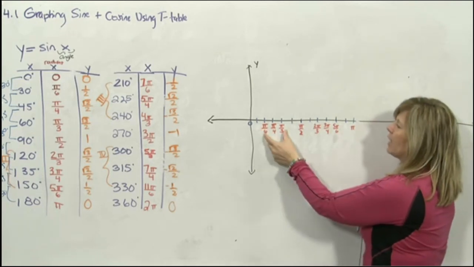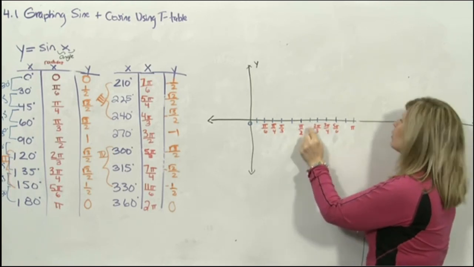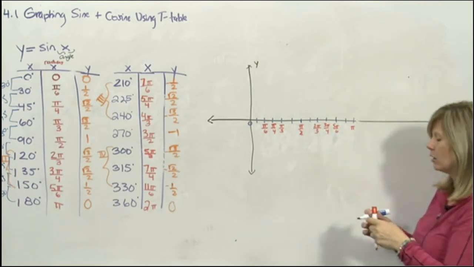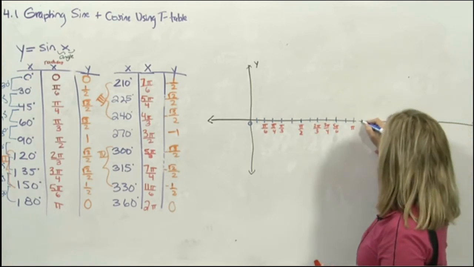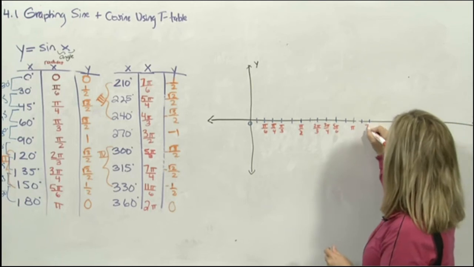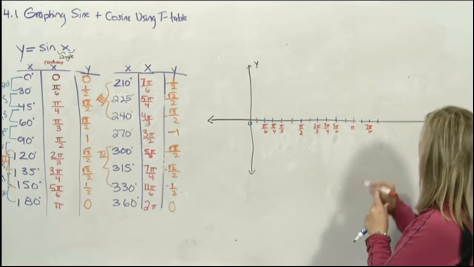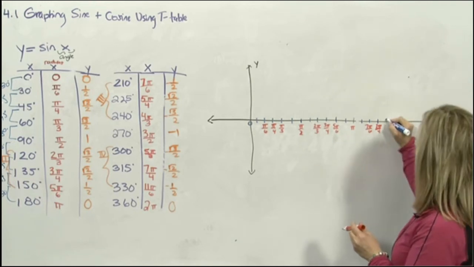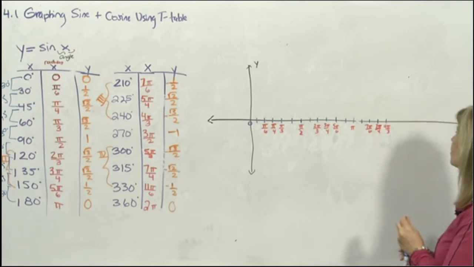I skipped one, then I have the 3 angles, then I skipped one, I have a quadrantal angle. Skipped one, have the 3 angles, skipped one, have a quadrantal angle. So it's going to follow that same pattern. That's what makes it periodic. So I'll skip one, and then I'll have my next 3 angles, which are 7 pi over 6, 5 pi over 4, 4 pi over 3.